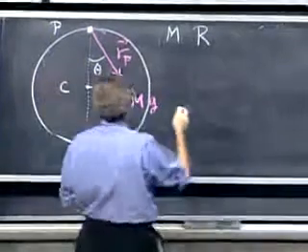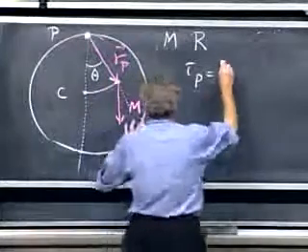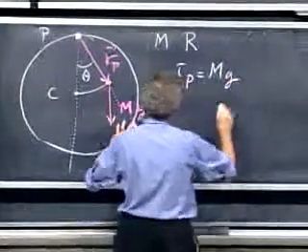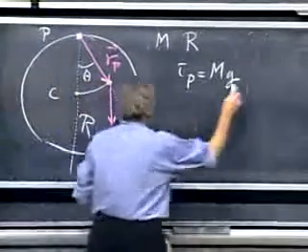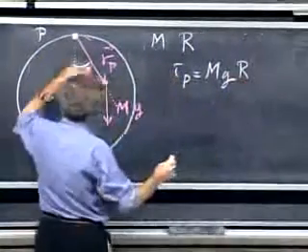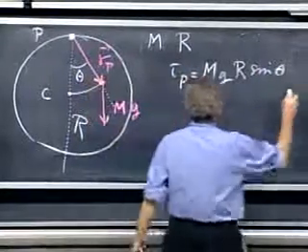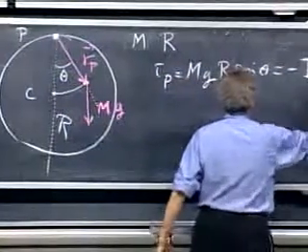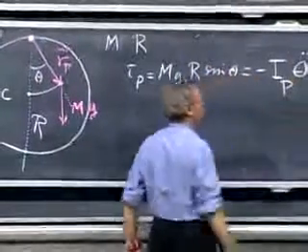I'm going to get that the torque about that point P equals mg, and I'll fill in for this immediately the radius r times the sine of theta. And that must be equal minus the moment of inertia about point P times theta double dot.